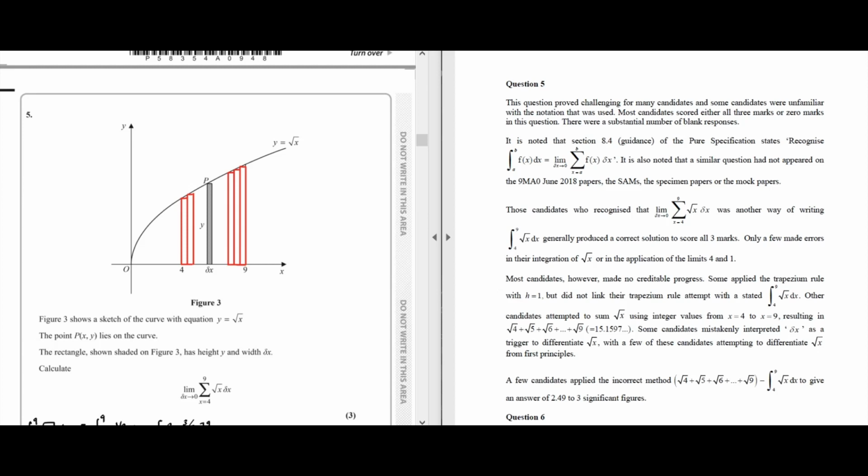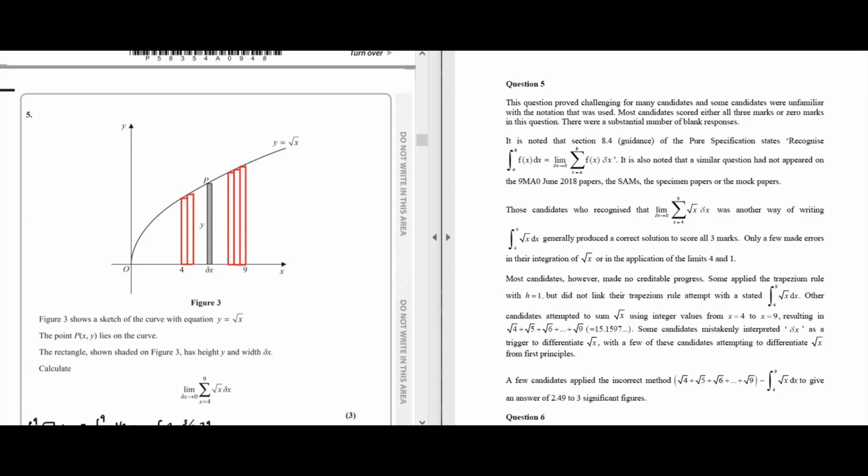Question number 5, this was actually quite challenging for a lot of candidates because they were unfamiliar with the notation, and there were a lot of blank responses as a result. In this specification, we were supposed to recognize that the integral of f of x with respect to x from a to b is the same as the limit as delta x tends towards 0 of the sum from x equals a to x equals b of f of x delta x. There weren't similar questions to this before, that's why a lot of people struggled. But those who recognised that this was just another way of writing the integration correctly found all the marks.